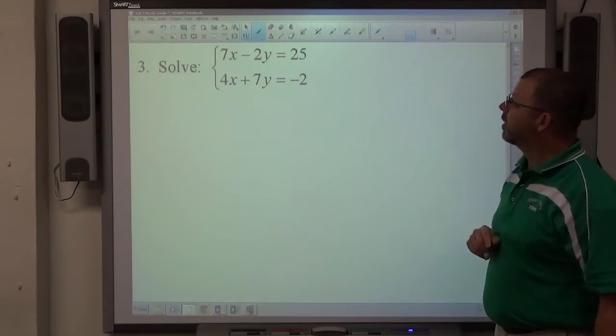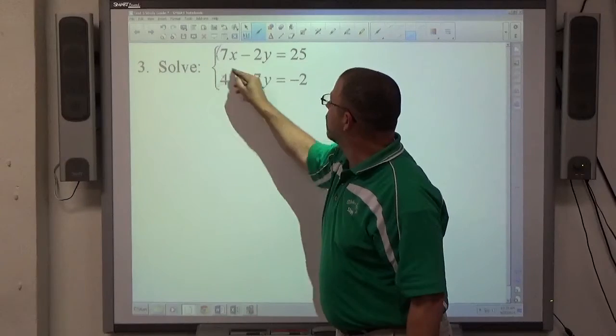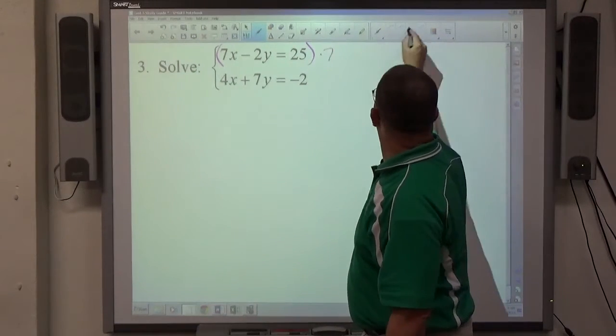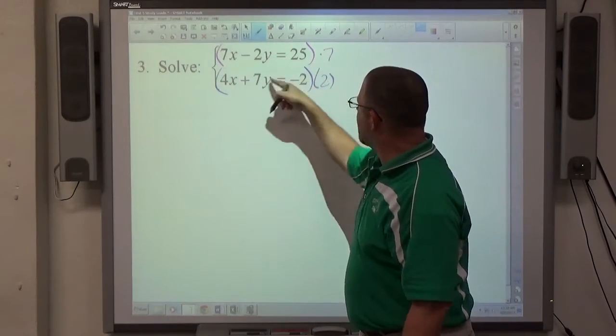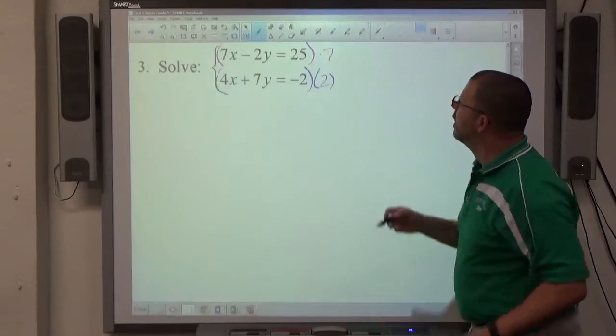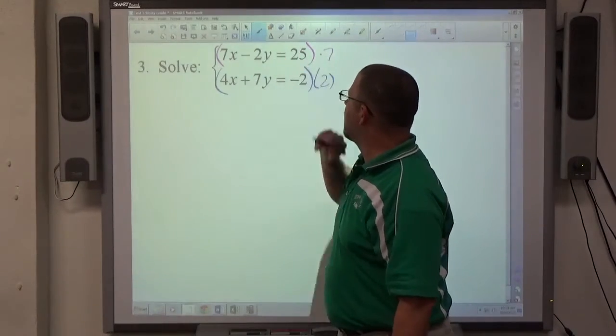In example 3, or number 3, it's the same kind of problem. I'll go through this one a little quicker. I would probably get rid of the y's again just because of the opposite sign. So this times 7, this times 2, negative 14y, positive 14y. That's my intention. That's what I'm going to have happen.